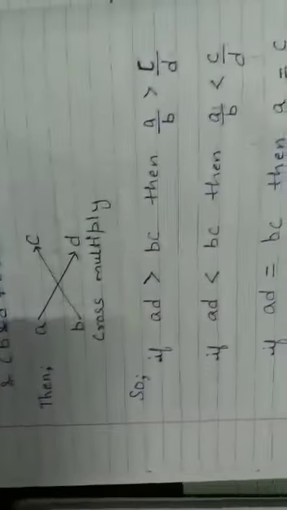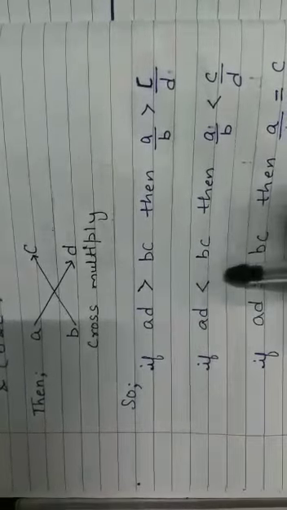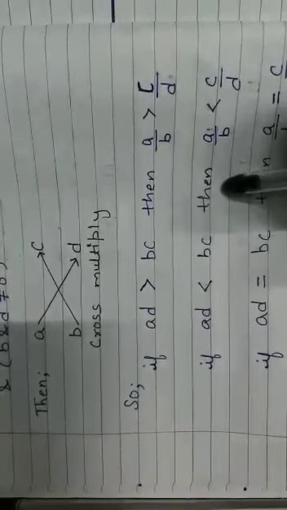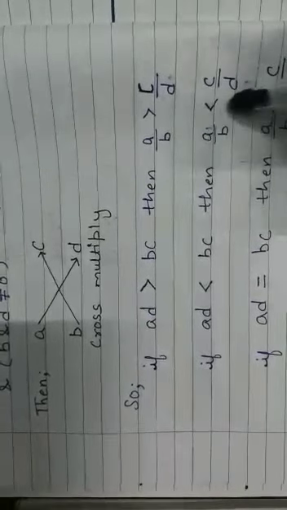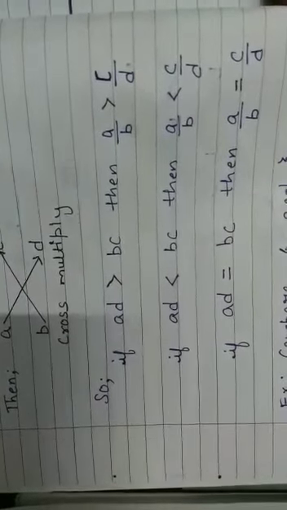So if by multiplying A with D and B with C, AD is greater than BC, in that case the first fraction will be greater than the second fraction, that is, A upon B will be greater than C upon D. But if AD is less than BC, then in that case A upon B will be less than C upon D. And if the product AD is equal to BC, then in that case both the fractions will be equal. Okay, let's see with an example.